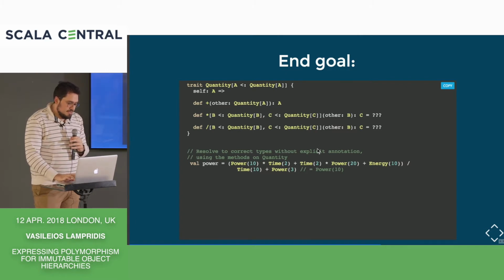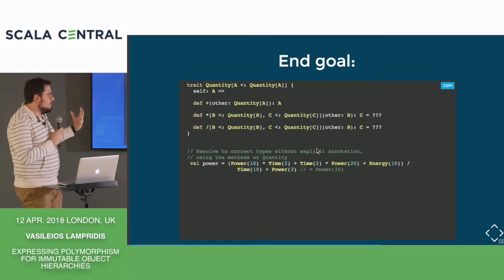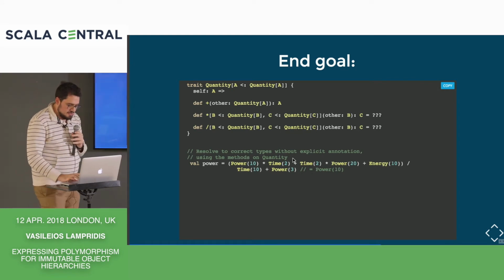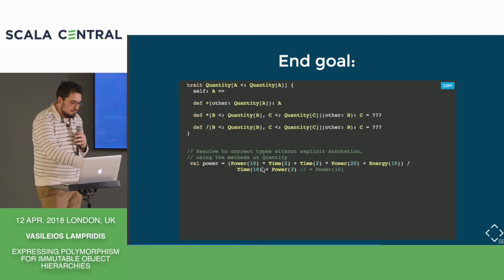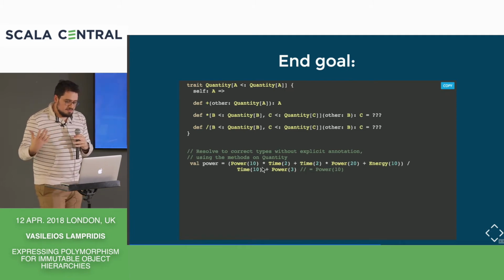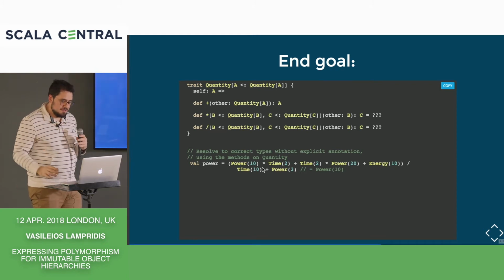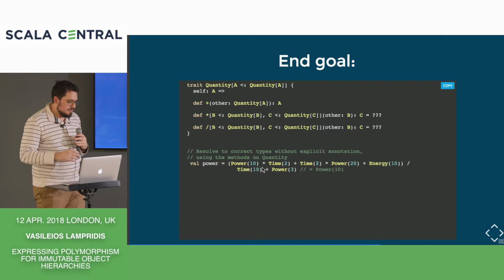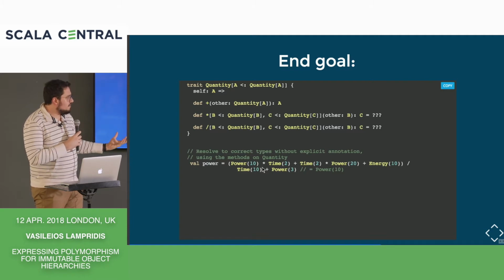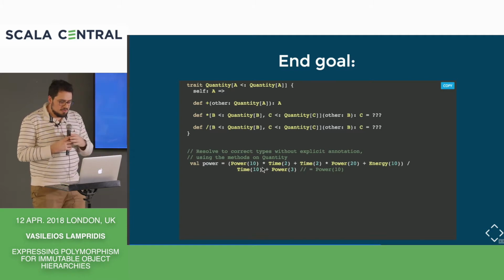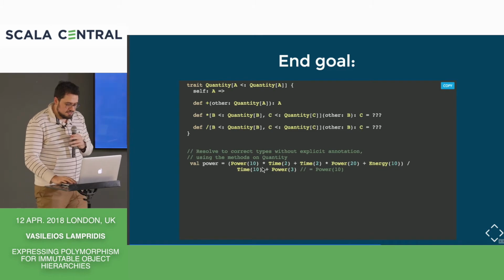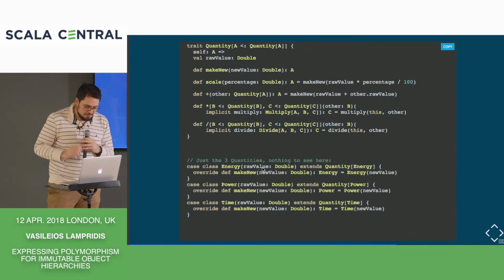And what would be the end goal? You can see the nice thing that you can multiply one with the other, and the reverse of it, and add something in that, and all that nice chain of operations naturally resolves itself to the correct types without any explicit type annotation. And I'm going to show you how.